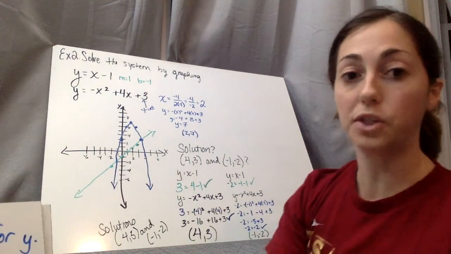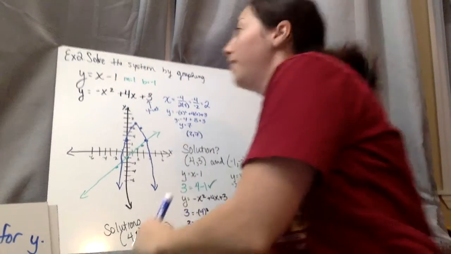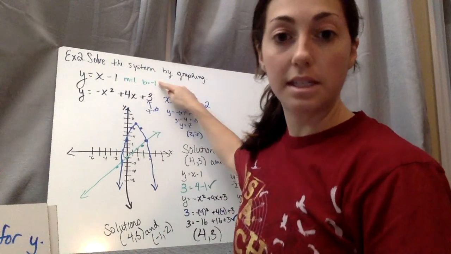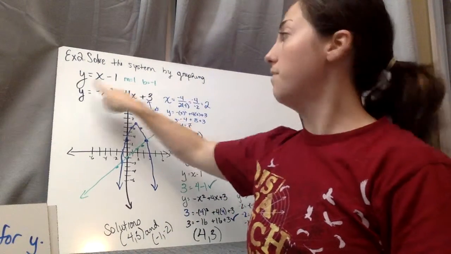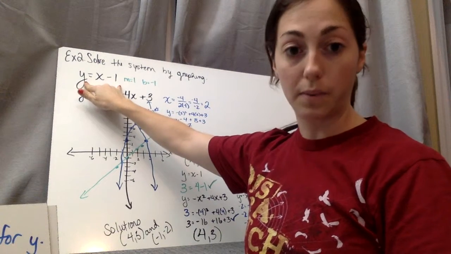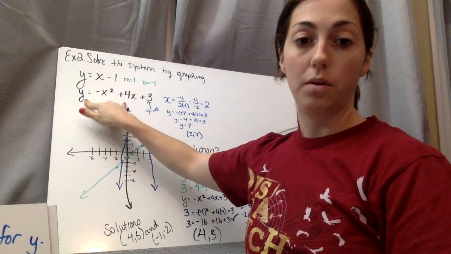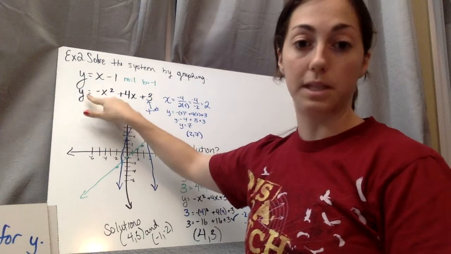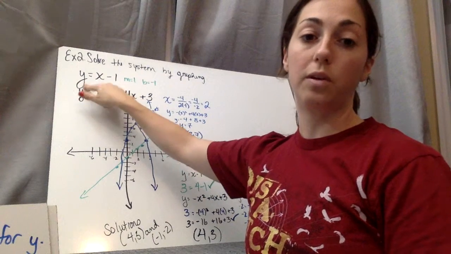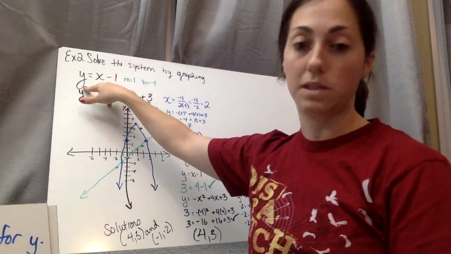So example 2. Oh, there's graphing. Yay! It says solve the system by graphing. So I have my equation y equals x minus 1, and I have my equation y equals negative x squared plus 4x plus 3. So let's first deal with our linear equation.